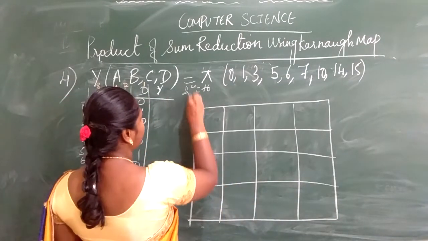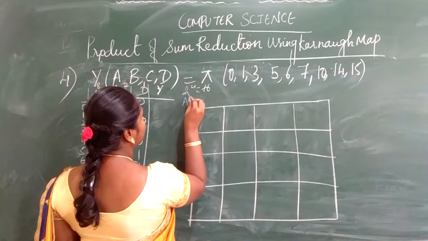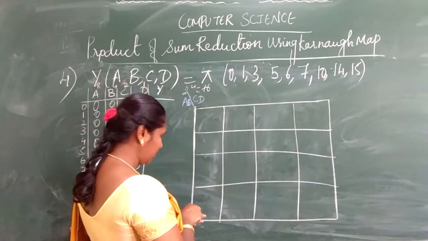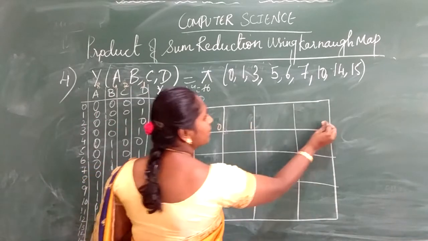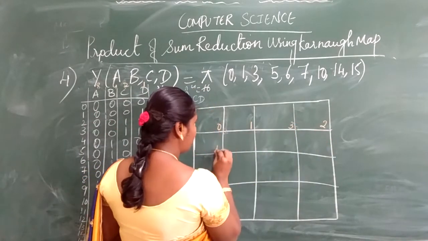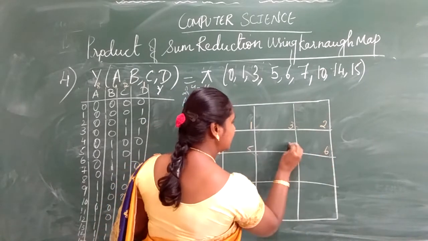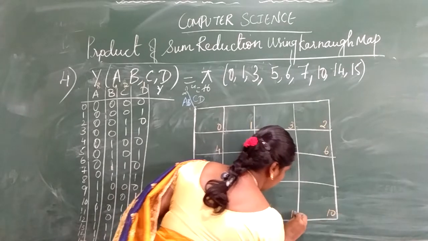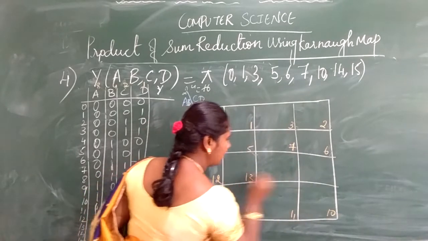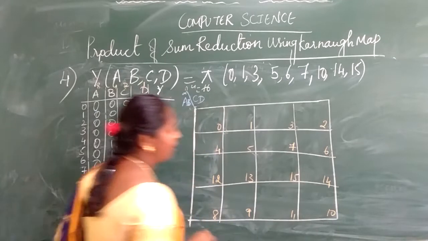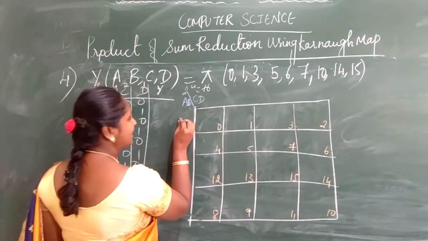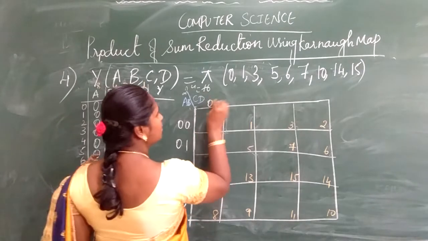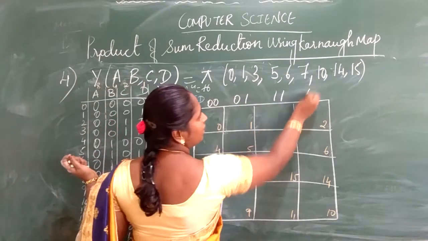Now to represent your variables, the function y is of A, B, C, D. Here you write the subscript values 0, 1, 2, 3, 4, 5, 6, 7, 8, 9, 10, 11, 12, 13, 14, 15. After writing, write the binary values: 0 0 0 1 1 1 1 0, 0 0 0 1 1 1 1 0.